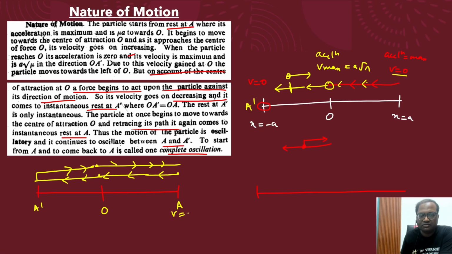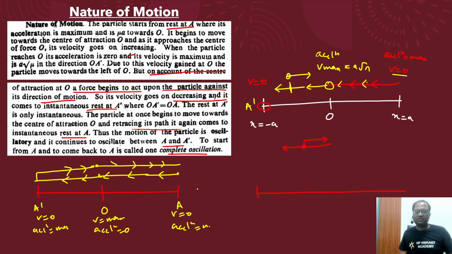So here we have V is equal to 0. Here we have V is equal to maximum value. V is equal to 0. Acceleration is maximum. Acceleration is 0. And acceleration is maximum value. Okay. So this is the complete oscillation.